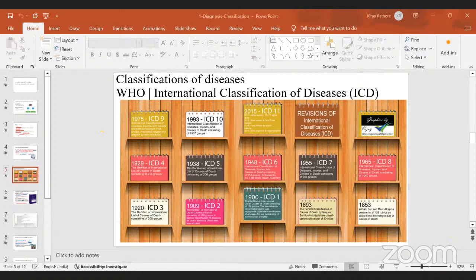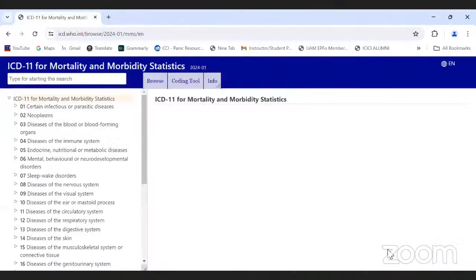Let me see if I can share the screen with you all. Okay. Can you see this? My page, the internet, where I've accessed ICD. Can you see this? Yes, ma'am. Okay, so now you can see this. This is the ICD. I am on the WHO site.